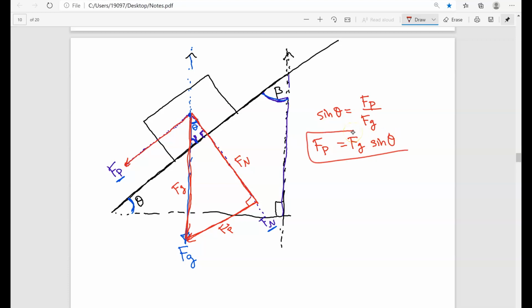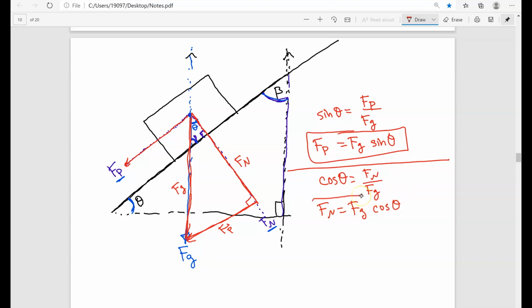Okay, so I'm going to leave that for now. And then I'm going to find the cosine of theta. So the cosine of theta is going to be equal to the adjacent, which is now the normal force, divided by gravity. So I move that over. So the normal force is going to be equal to Fg times the cosine of theta.